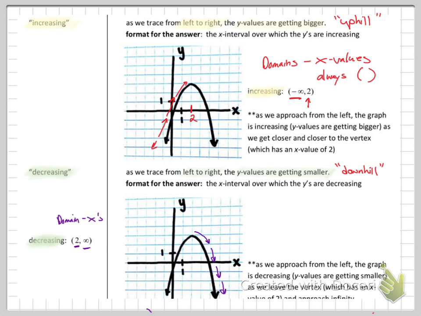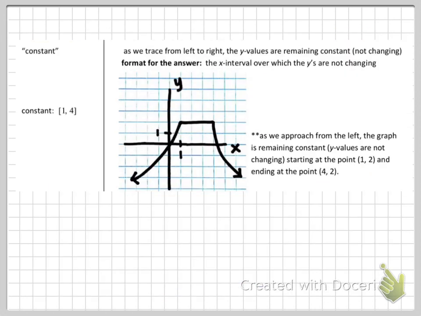And we always use parentheses for increasing and decreasing. Then we have constant. Constant as we trace from left to right, because that's the way we read, the y values are remaining constant, not changing. Think of this as being flat. So if you look at our graph, pretty easy to see the flat spots. It's constant, it's flat, x values from 1 until 4, and notice this one, we use brackets. So from 1 to 4, it's flat, so it's constant. The domain is bracket 1, comma, bracket 4.